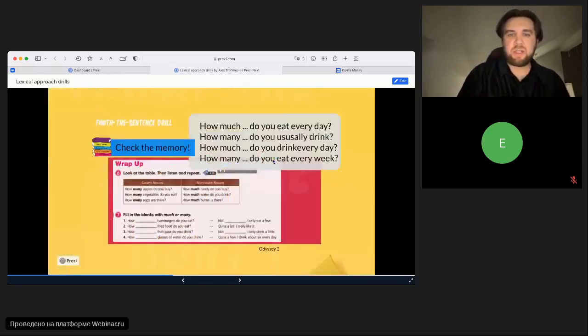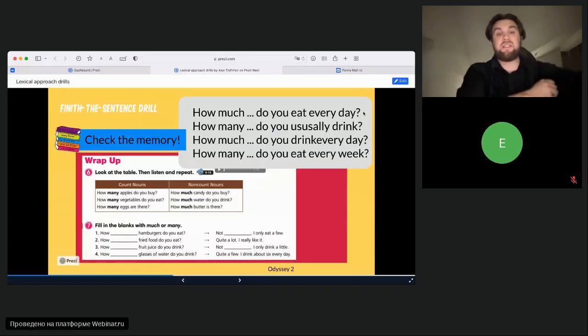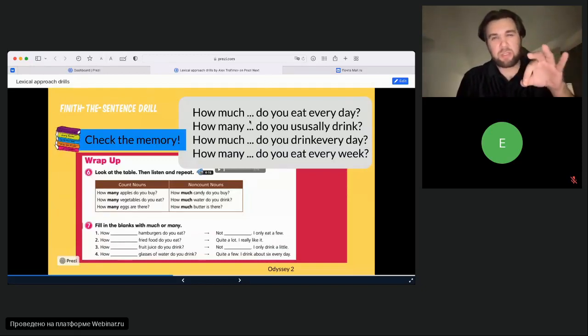So finish the sentence is easy, right? You see, I also have a screenshot from a real book, and we are practicing much and many. We've done this exercise, and then I want my students to speak with that. So I have this: how much do you eat every day? It's just the same thing. It's easy. They have to think of a noun, but of course they have to think about an uncountable noun or a countable plural, and they ask each other these questions.